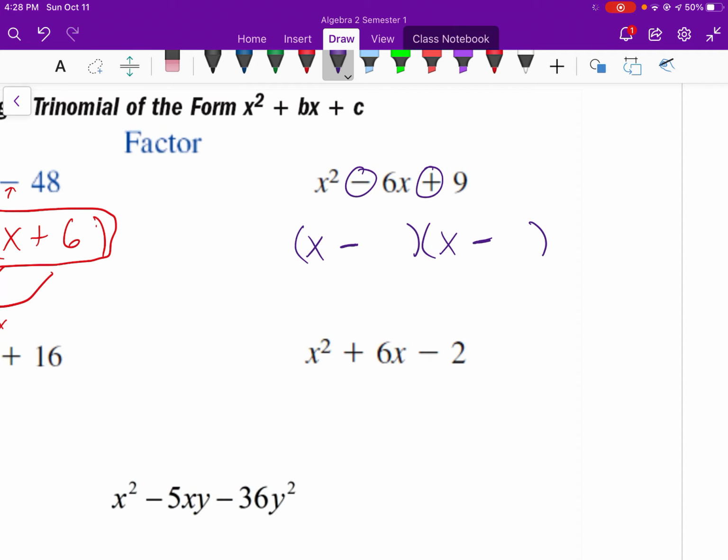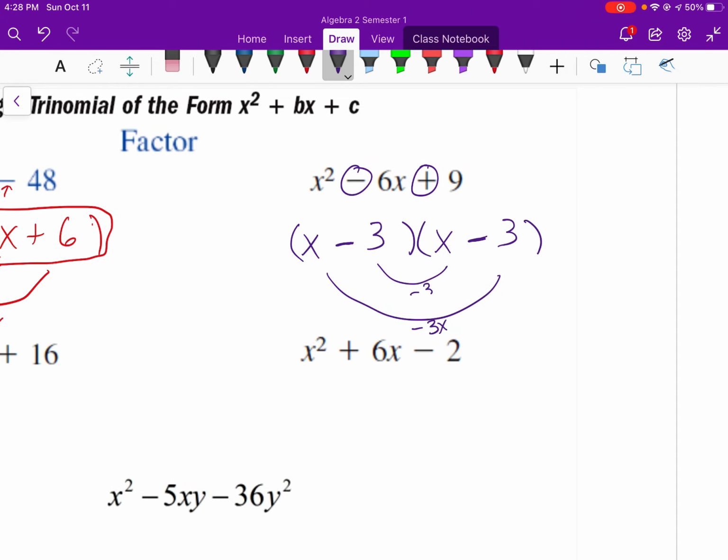And the way to multiply and get 9 is either 1 and 9 or 3 and 3. Majority of the time, it's not going to be that 1 and the number itself. It's usually somewhere in the middle. Not always, typically though. So I'm going to go with the 3 and 3. And I get negative 3x, which combines to give me that negative 6x that I need. So that is factored form there.